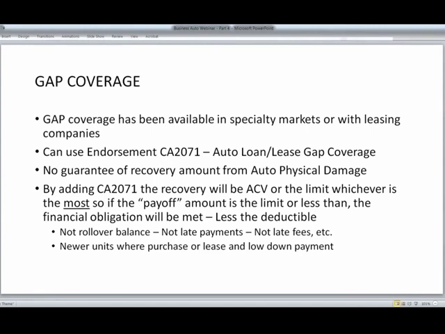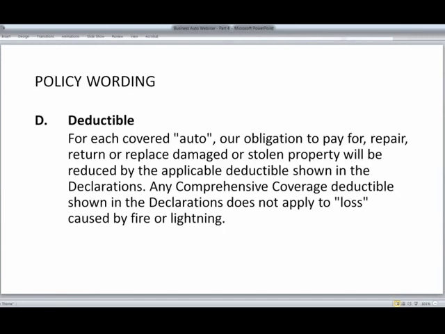So if your insureds have newer units and they're financing them or leasing them, this is coverage that you would want to see added to the policy. Some specialty carriers build this in the wording of the policy. ISO allows you to add the endorsement. For each covered auto, we do deduct the deductibles. And so the deductibles are taken off, either $100 or $500, $100 for comprehensive, $500 for collision, whatever it is. But the deductibles, if you have comprehensive, do not apply to fire and lightning.